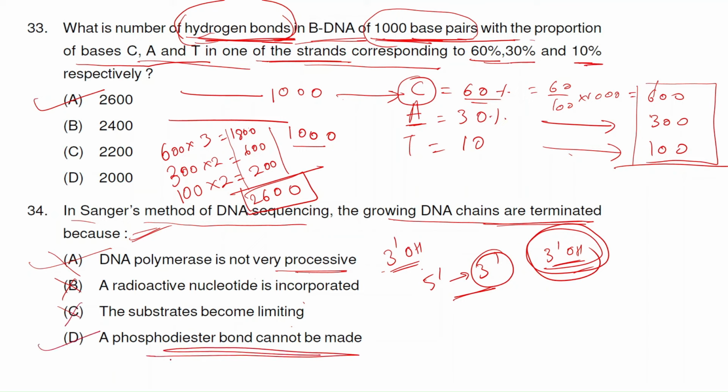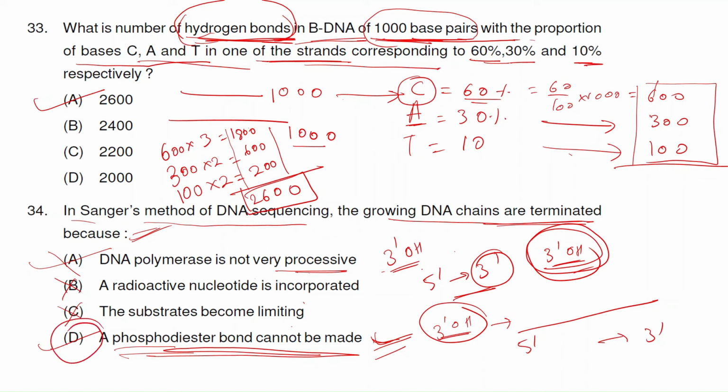Yes, this is the reason. A phosphodiester bond cannot be formed from the 3' OH group. The 3' OH group was forming what? The phosphodiester bond to form the whole length of DNA that was synthesized in the 5' to 3' direction. So when this bond is not formed, what will happen? There will be termination of DNA chain synthesis. So option number D will be the right answer, that is phosphodiester bond cannot be made.